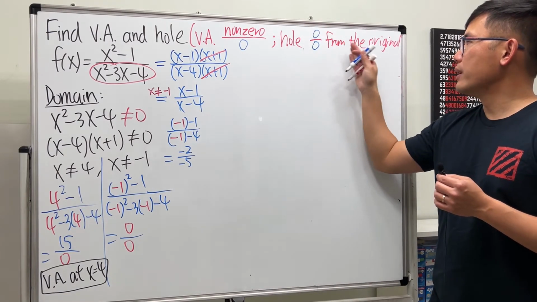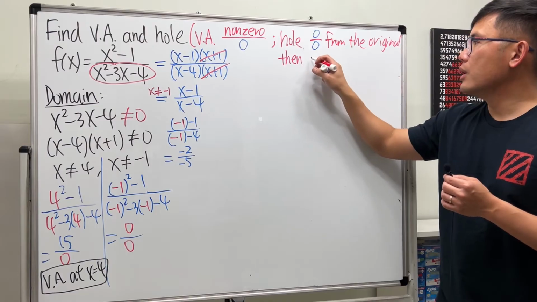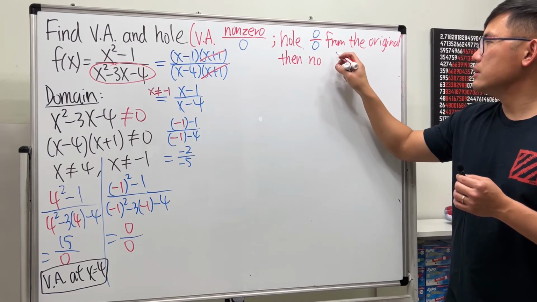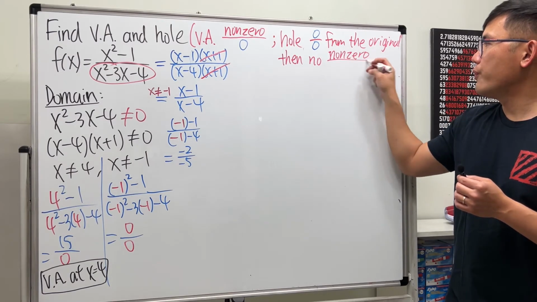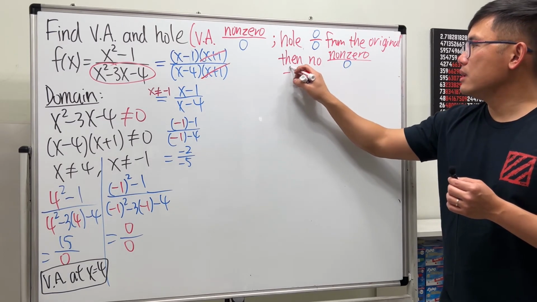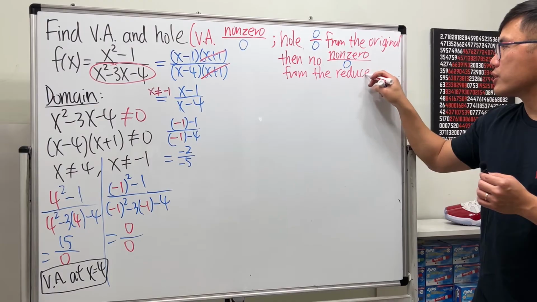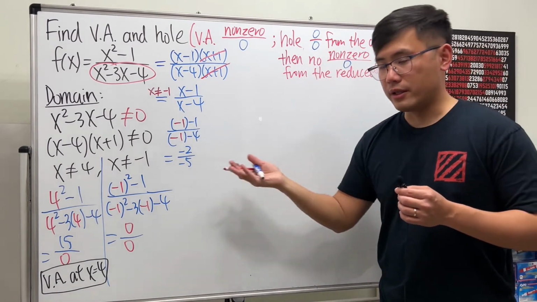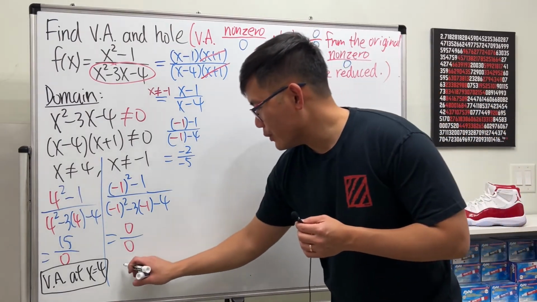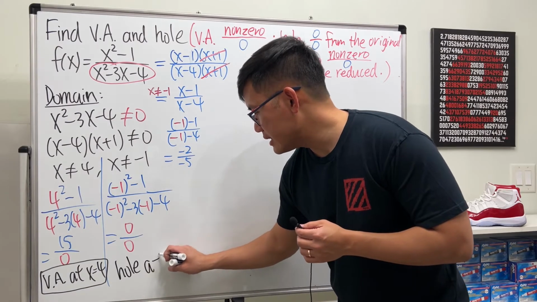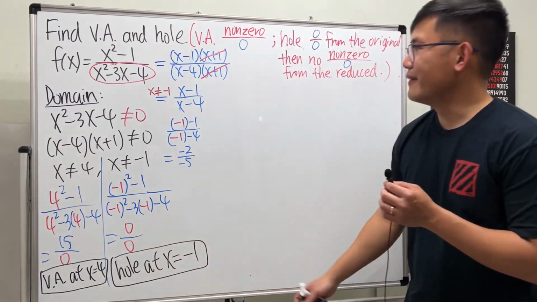If you get 0 over 0 from the original, and then a non-zero number over 0 from the reduced expression, then you will have a hole on the graph. So right here we can draw a conclusion that we have a hole at x equals -1. Whew. Yay, we are done.